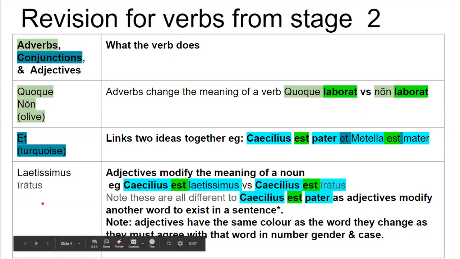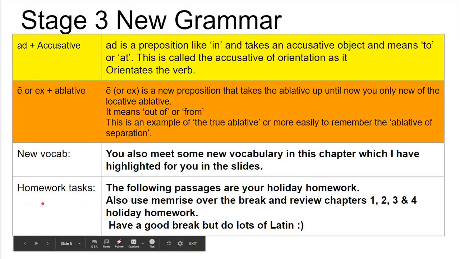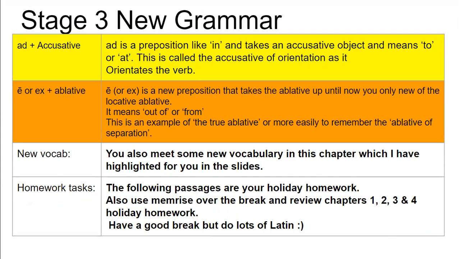Alrighty, let's keep going here. Oh, too far. There we go. And last little bit here. This is the new grammar for stage 3. I know I've been taking a little bit of time to review, but I think it's important early on in these stages. Now, the new prepositions that we will see are ad and a or ex.